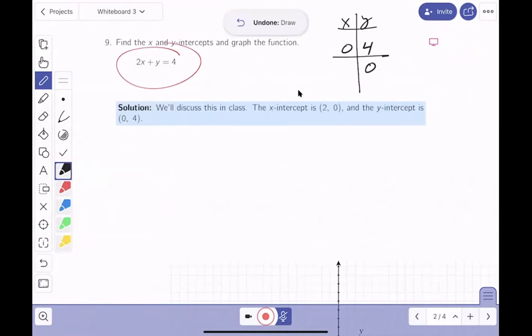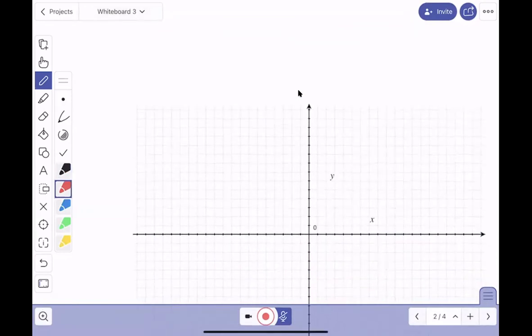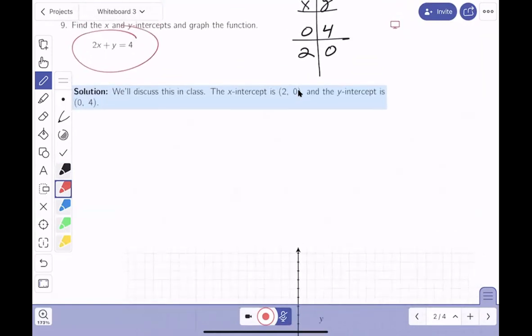I'm going to set Y to be 0. What would X be? Well, 2. Why is that? 2 times 2 is 4. If Y is 0, it would be 4 equals 4. So I'm going to say these are really simple points to plot. So 0, 4. All right, I'm looking at this thing over here, 2, 0, right?